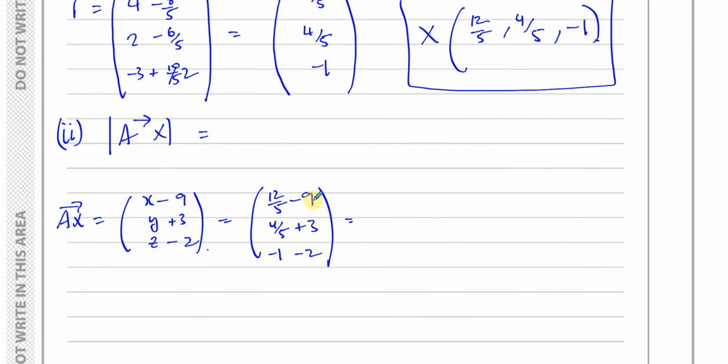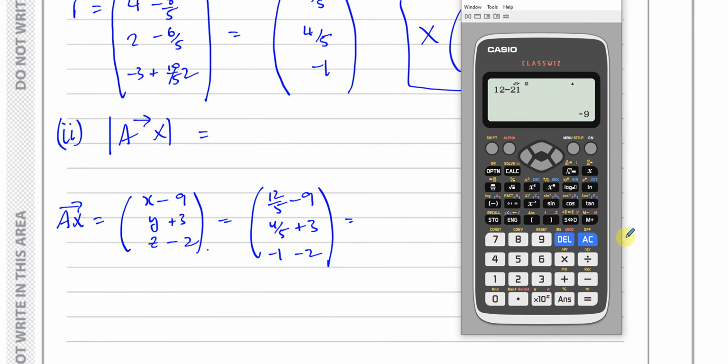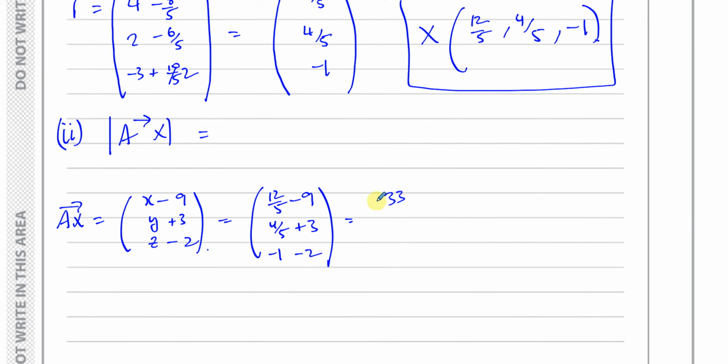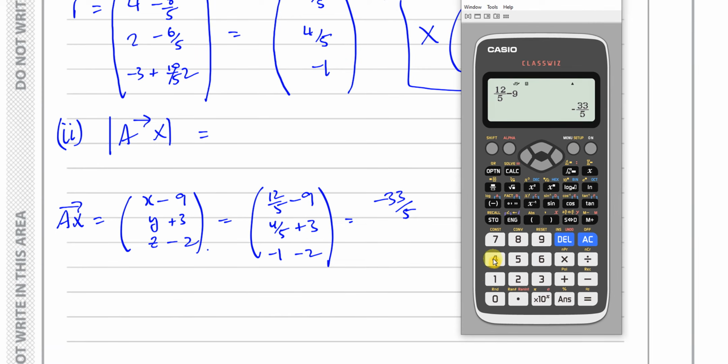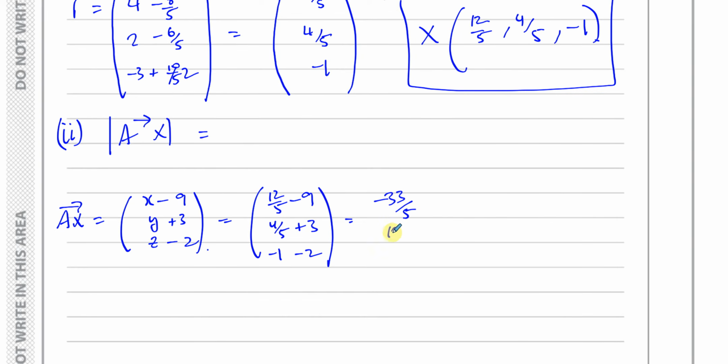So this is 12 over 5 minus 45 over 5. Let me just do this in my calculator, I'm getting a headache. 12 over 5 minus 9 gives us minus 33 over 5. And you're going to have 4 over 5 plus 3. That gives us 19 over 5. And this gives us negative 3.